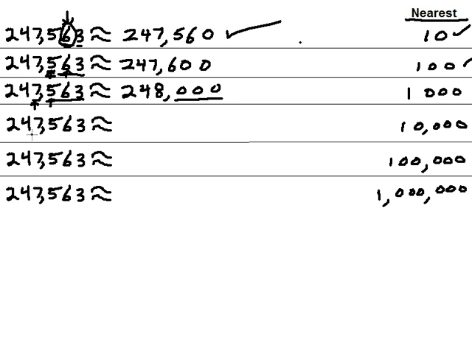To the nearest 10,000, we underline the 10,000s place. This digit is bigger than or equal to 5, so we have to add 1 to the 4. That makes it a 5. Everything to the right, all the digits to the right of the place we're rounding to, get replaced by zeros. There we go, 250,000.